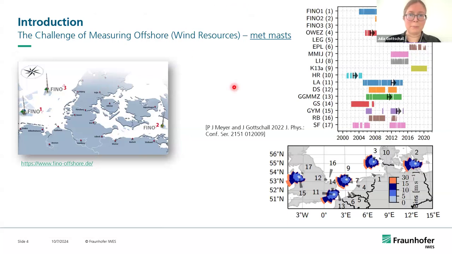Looking a bit closer at the met mast, this is a picture from the German Bight here in the North Sea, the German part of this. You may know I'm from Germany. We were quite lucky because the government took some money and invested in met masts, namely the FINO 1, 2 and 3 infrastructures. These three met masts were 100-meter-tall met masts, and they were used for a lot of studies. That was really long before they installed the wind farms. You can also see that here on the picture.